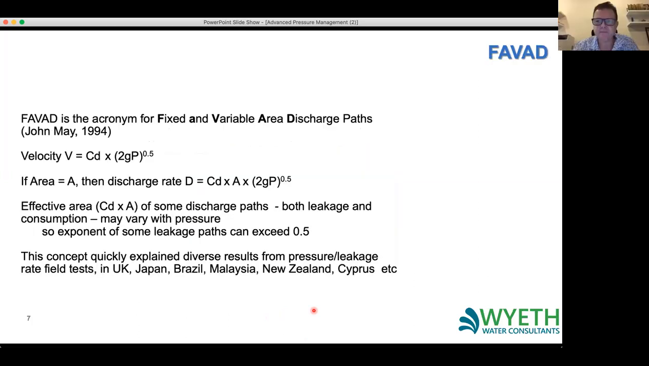So the relationship which we tend to use is FAVAD, which you can see here is an acronym for Fixed and Variable Area Discharge Paths. So what FAVAD is saying is that in any distribution zone, there's going to be a mixture of leaks. There's going to be some fixed hole leaks and some variable area leaks as well.